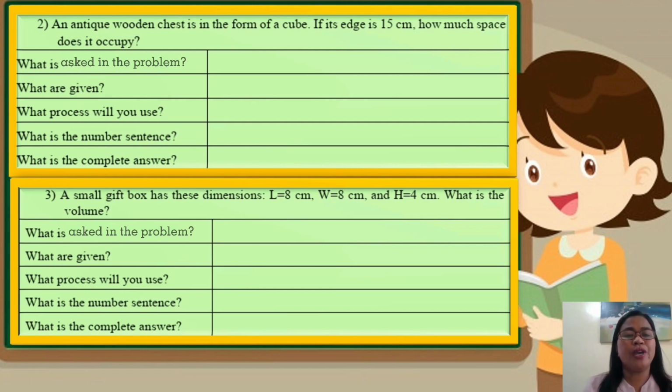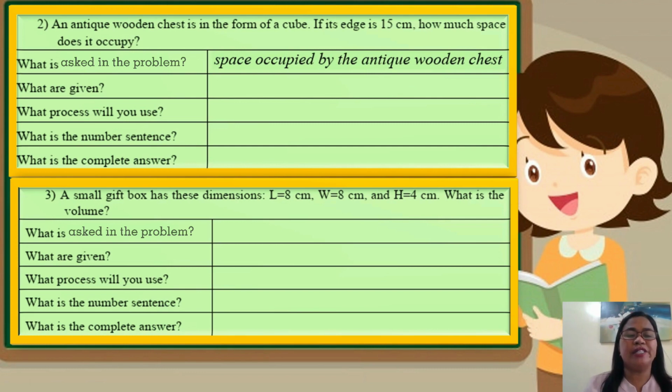Let us check if your answer is correct. An antique wooden chest is in the form of a cube. If its edge is 15 centimeters, how much space does it occupy? What is asked in the problem? Correct. The space occupied by the antique wooden chest.